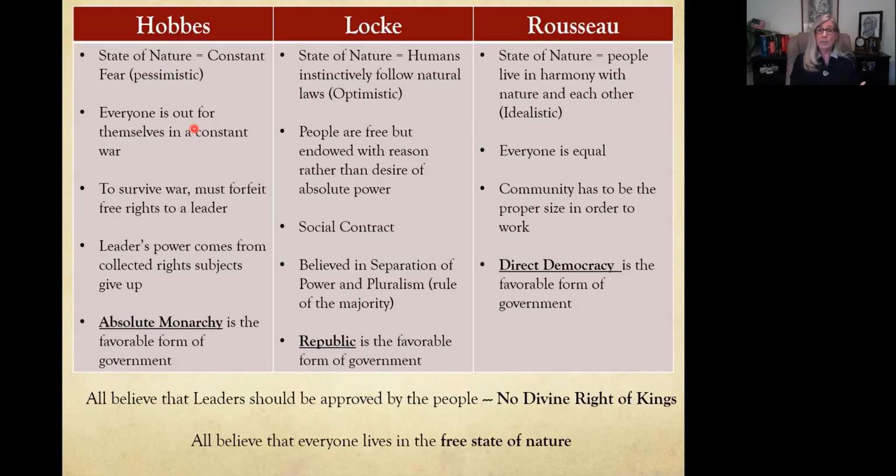Now, John Locke is a little more optimistic. He believes that in the state of nature, people are going to follow laws. They're going to have reason. They're going to understand what is right and what is wrong. And because they understand right from wrong, they're going to act appropriately, okay? So he says that people are able to make that decision for themselves, and they enter into the social contract with their government.